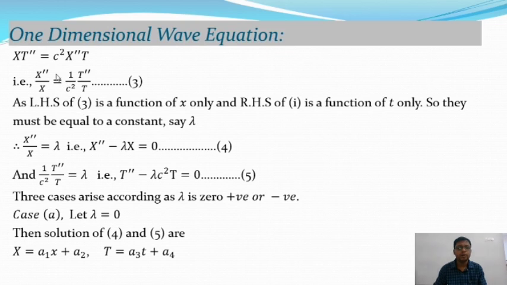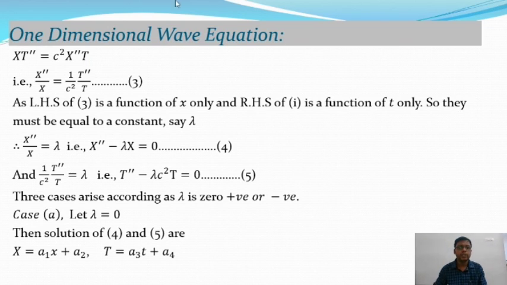So from equation 3 we get X double dash by X is equal to lambda, that means X double dash minus lambda into X is equal to 0, and we write it as equation number 4. And from equation 3, 1 by c square into T double dash by T is equal to lambda, and from this we get T double dash minus lambda c square into T is equal to 0, and we write it as equation number 5.